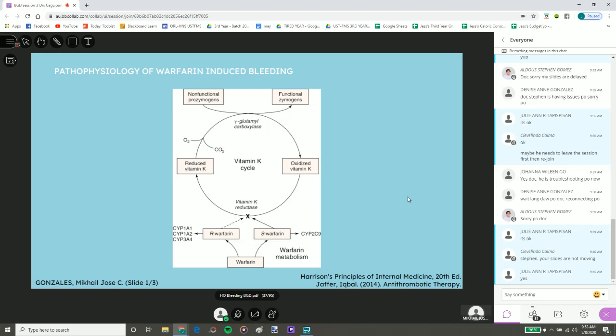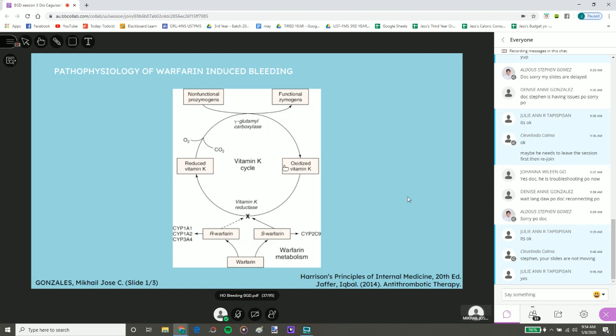So warfarin is a water-soluble vitamin K antagonist, therefore it interferes with the synthesis of vitamin K-dependent clotting factors, namely factors 2, 7, 9, and 10, as well as vitamin K-dependent anticoagulant proteins, protein C and protein S. In a normal individual, the conversion of your non-functional clotting factors or your prozymogens to functional zymogens requires carboxylation. But where do they get the extra carboxyl group from? This is where your vitamin K comes in.